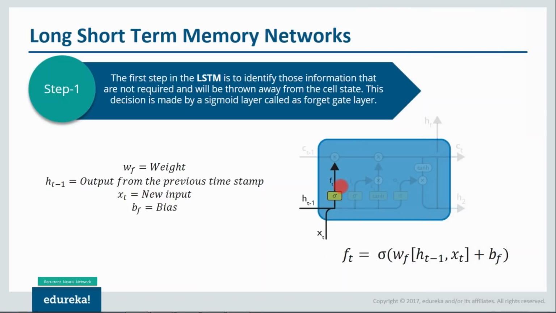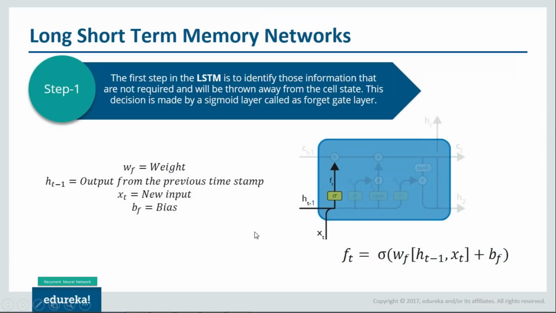So ft will be combined with the cell state later on, which I'll tell you. Currently ft is nothing but the weight matrix multiplied by ht-1 and xt, plus the bias, and this equation is passed through a sigmoid layer. Alright, and we get an output between 0 and 1. 0 means completely get rid of this, and 1 means completely keep this. So this is what is happening in the first step.